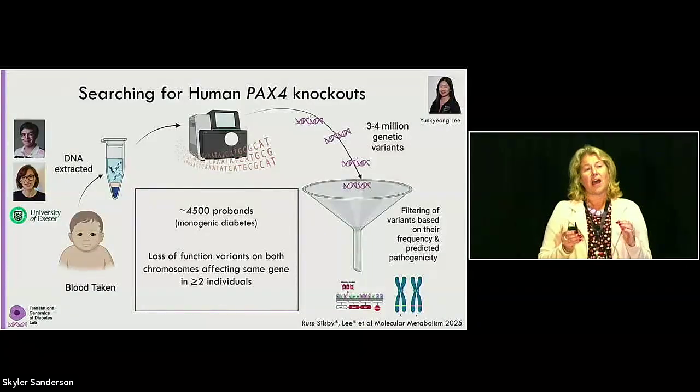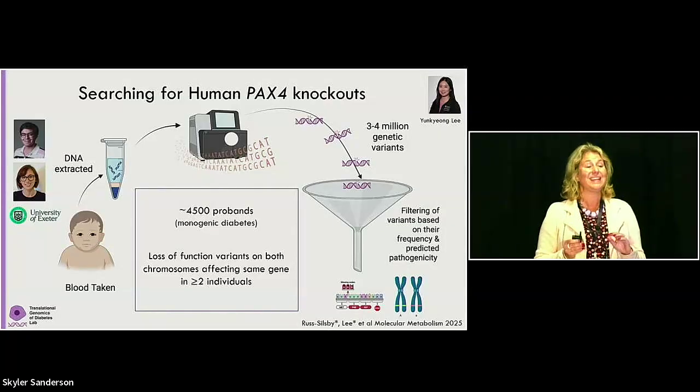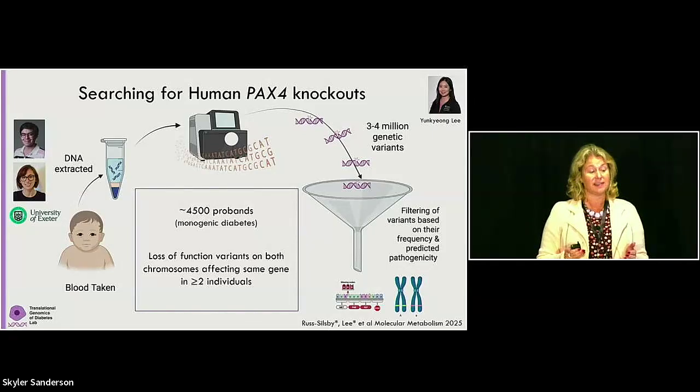But what about a human knockout? Wouldn't it be amazing if we could find somebody in the world who didn't have any PAX4? That would be the equivalent experiment to the mouse, a human knockout. So we collaborated with colleagues in Exeter who've assembled a really large database of children and adults with presumed monogenic diabetes, and we performed whole genome sequencing.